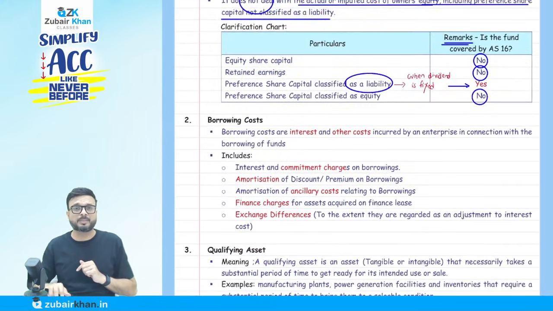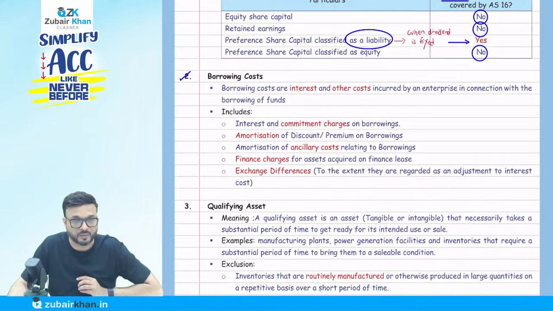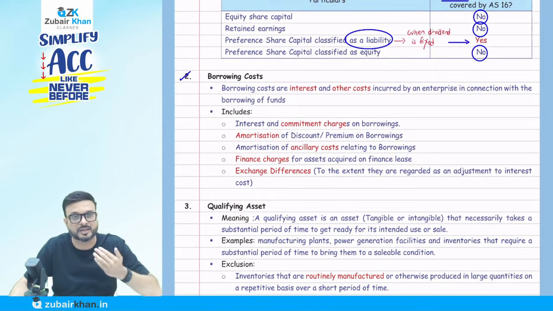Now I'm coming to the main point. What is the name of the accounting standard? Borrowing cost. So what do you mean by borrowing cost? Generally, we presume that borrowing cost means only interest. No, borrowing cost does not mean only interest.